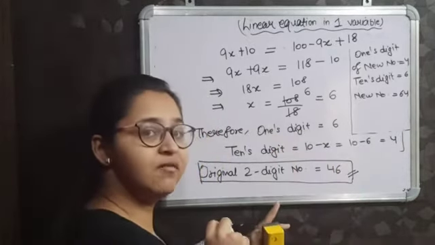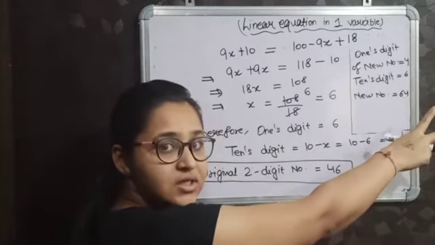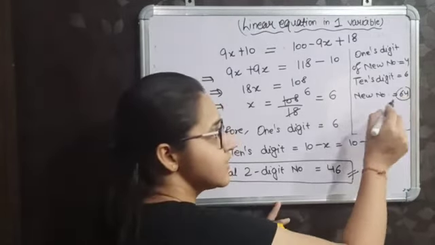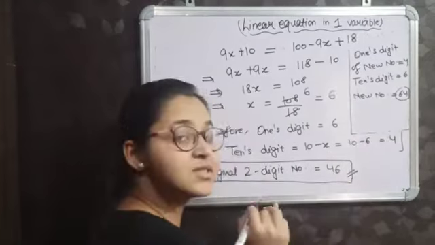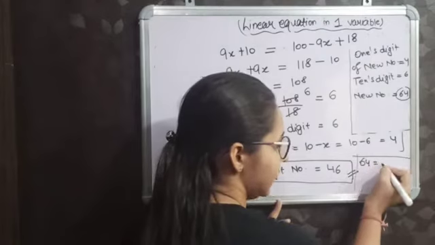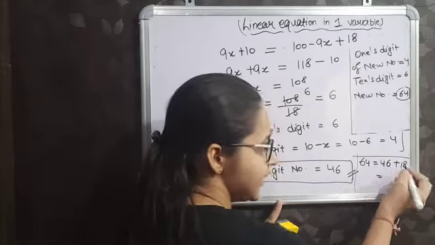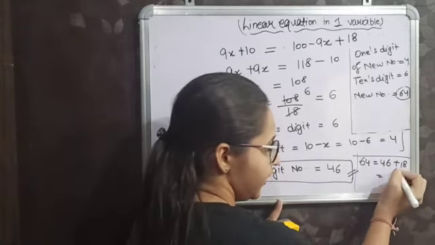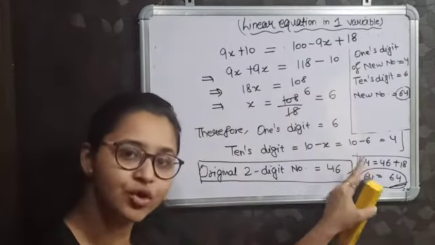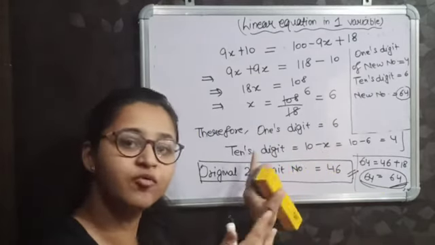And now, what was given in the question? It was given that when we interchange the digits, your resulting new number, that is 64, is greater than 46 by 18. It means you can check 64 is greater than 46 by 18. So what will it give? 46 plus 18, 8, 6, 4, 64. Left hand side is equal to right hand side. It means your solution is verified. So in this way, we can proceed with these types of questions. Okay.